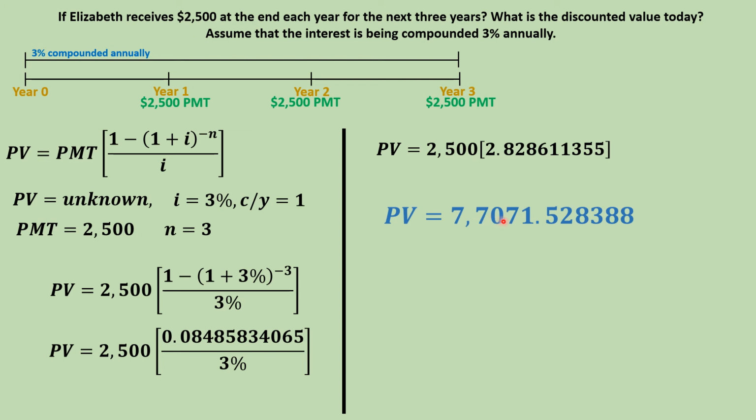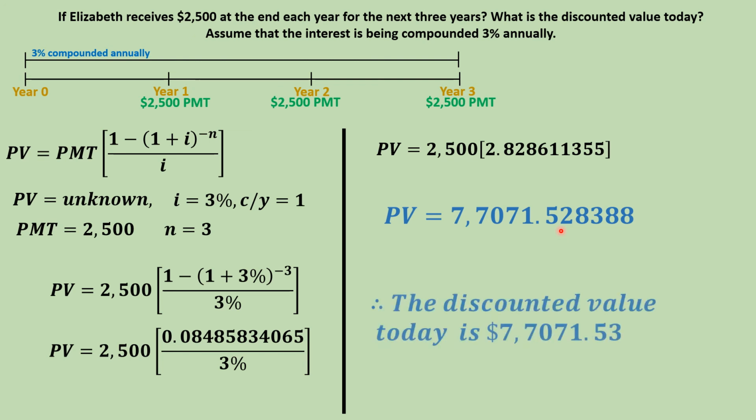And then we just multiply this by 2,500, and we get $7,071.53, approximately, so you could have a rounding error there. So what we can say is that the discounted value of the $2,500 that Elizabeth is going to receive for the next 3 years is equal to $7,071.53 today. That's it for this question.